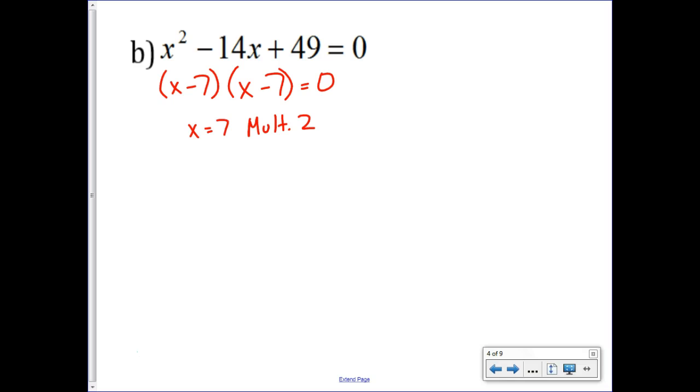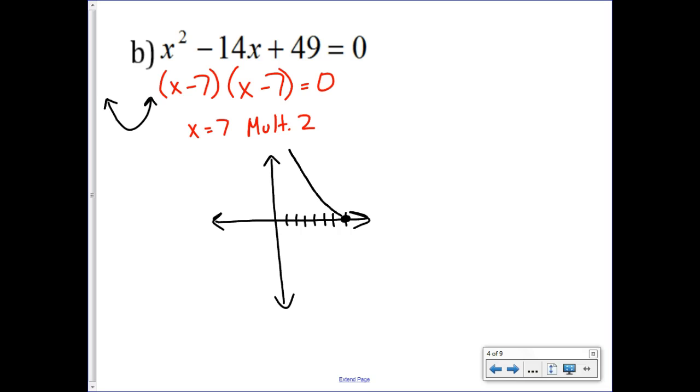So now this is an x squared graph. I'm over here at positive 7. And I put a dot. I know since it's x squared, it's going to be that parabola shape. So I'm starting up at the top. It heads down. It bumps, and it comes back up.